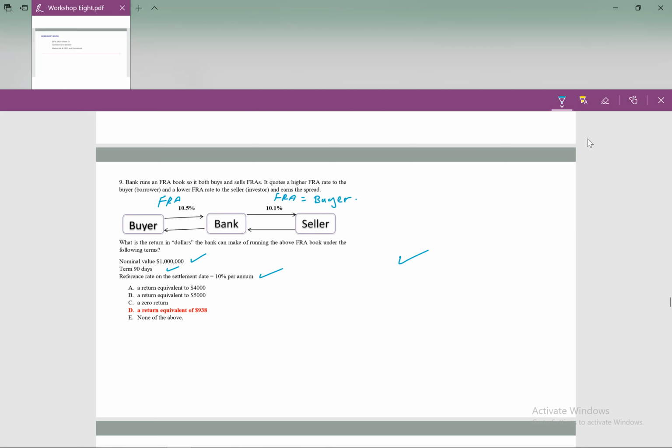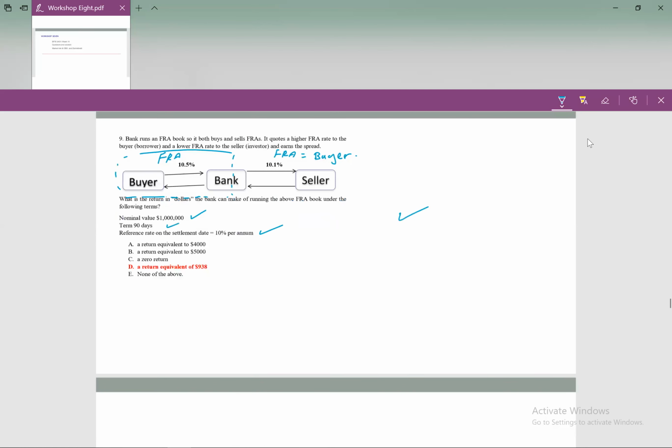Now, all you have to do is calculate this area first, and then calculate this area, and then get the difference between them. So if you take this, when the bank is a seller and it's 10.5 and the market is 10, which means the bank is gaining 0.5, okay? 50 basis points for sure, because the market is 10%.